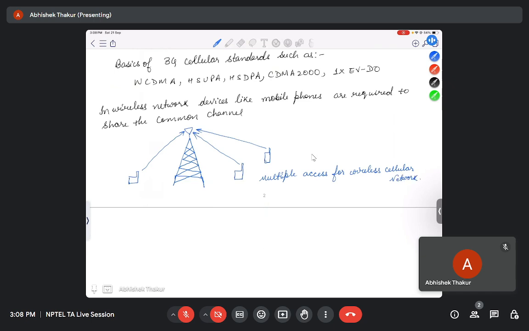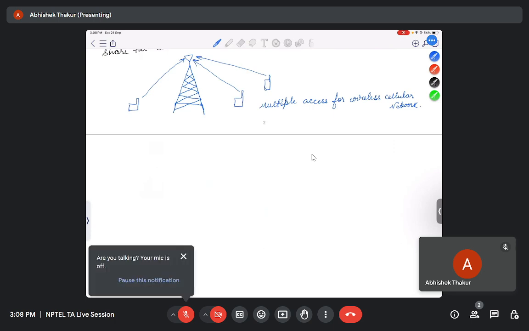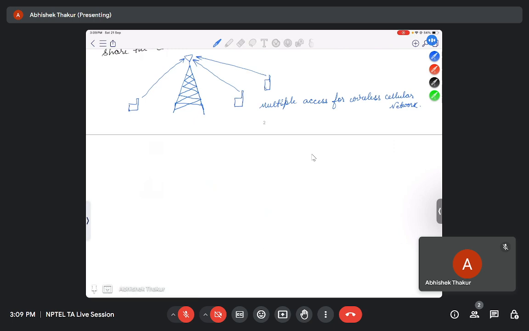Earlier, in 1G and 2G, time division multiple access was used in 2G. In time division multiple access, what happens? Different time slots of duration T are allocated to the users for accessing the wireless channel. User 0, user 1, user 2, user 3. A time slot T is allocated to each user to access the wireless channel, and the complete bandwidth is allocated to each user. This is known as time division multiple access.